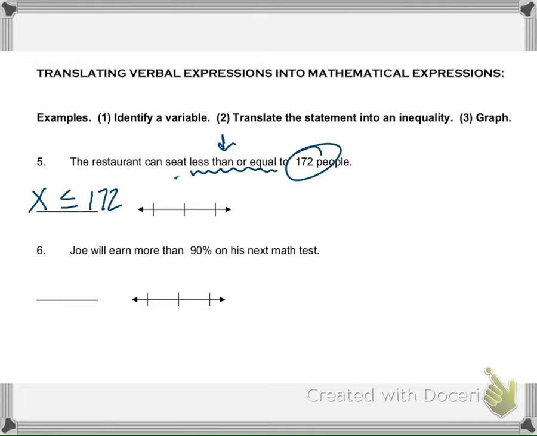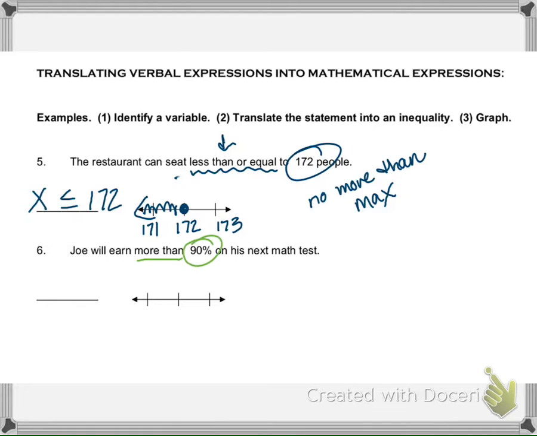So I'm going to do what I was doing before where I graph. So fill in your number line. It could be equal to 172, so I'm going to have a closed circle. I'm going to shade everything smaller than that. Now another phrase you might see that means less than or equal to could be there's no more than 172 people, or there's a maximum of 172 people. So keep in mind you might see different phrases that mean less than or equal to.